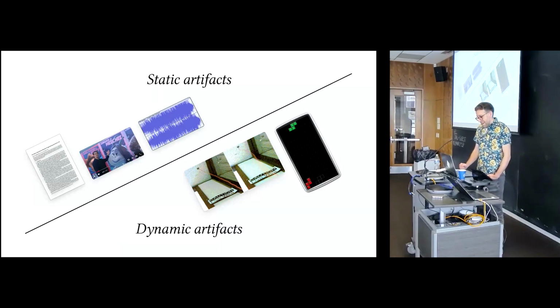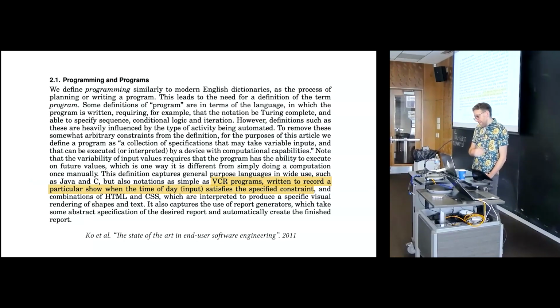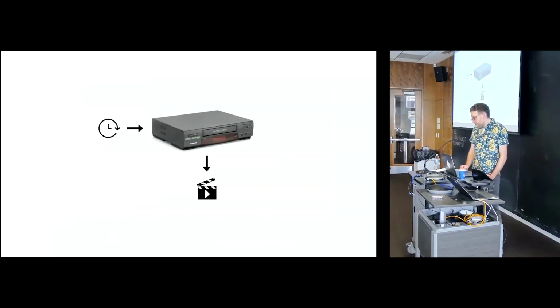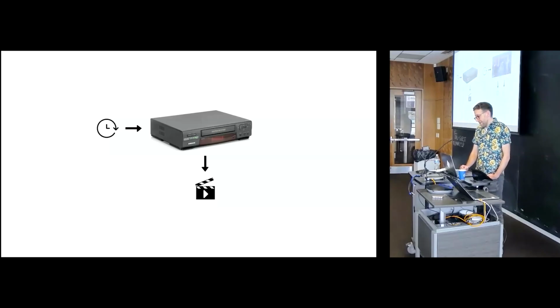Clear, right? No, I don't think it's so clear. So let's go back to Coe et al. They say that a VCR program, which tells a VCR to record a particular show at a particular time, should count as a program, in our terms, a dynamic artifact. That's kind of surprising, but there is logic to it. After all, the behavior of a VCR program depends on an input, time. So it is a dynamic artifact.